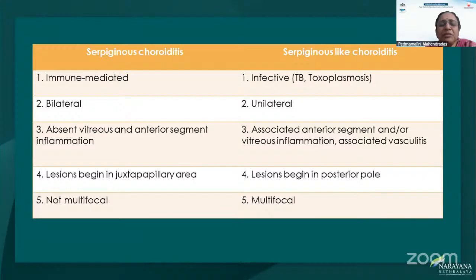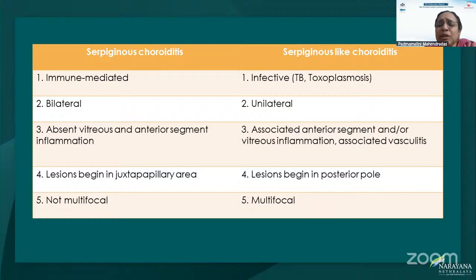Next, we'll move on to diffuse choroiditis, as it could be due to serpiginous or serpiginous-like choroiditis. Serpiginous choroiditis is very rare. In our part of the country, it is due to an immune-mediated reaction. It's bilateral. Vitreous reaction is minimal or absent. It usually begins in the juxtapapillary area, and we start them on steroids and immunosuppressives. In spite of that, they can progress.